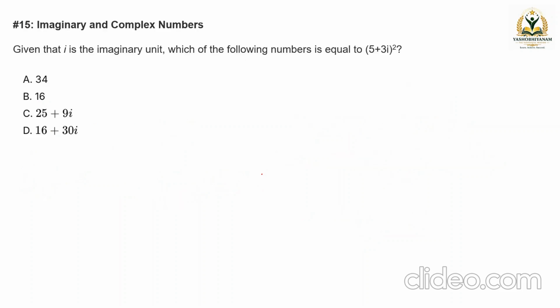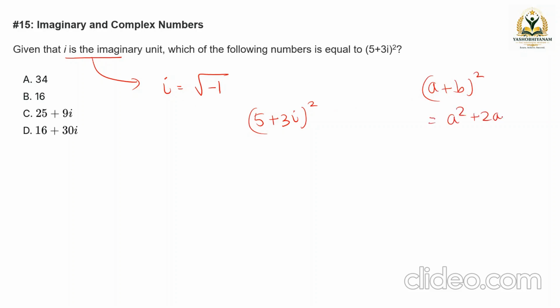The next one would be imaginary and complex numbers. This is one topic that is not tested in the SAT, but it is tested in the ACT. Given that i is an imaginary unit, so what is i? If you're familiar with complex numbers, i is nothing but the square root of -1. That is what is referred to as i. Which of the following numbers is equal to (5 plus 3i) the whole squared? This is related to an identity. If you're familiar with (a plus b) the whole squared, which is equal to a squared plus 2ab plus b squared.